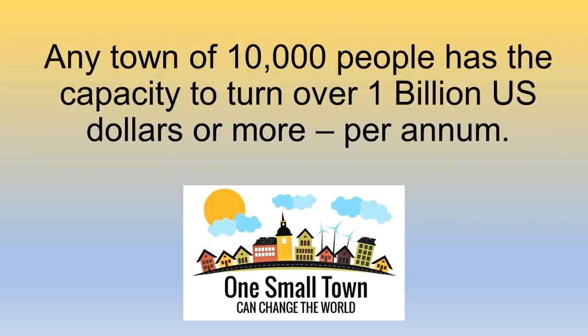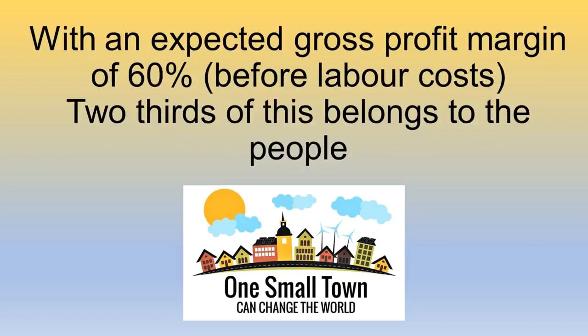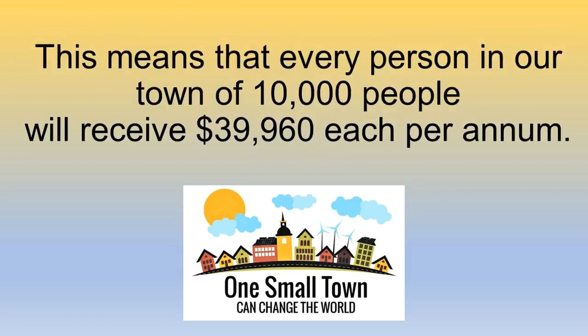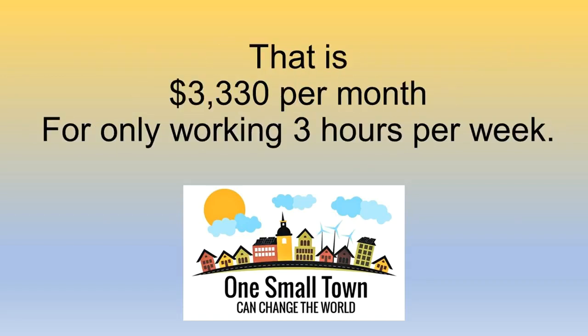Now pay attention to this. Any town of 10,000 people or more has the capacity to turn over $1 billion or more per annum, with an expected gross profit margin of 60% before labor cost. 2/3 of this belongs to the people. This means that every person in a town of 10,000 people will receive around $40,000 each per annum. That is around $3,300 per month for only working 3 hours per week.